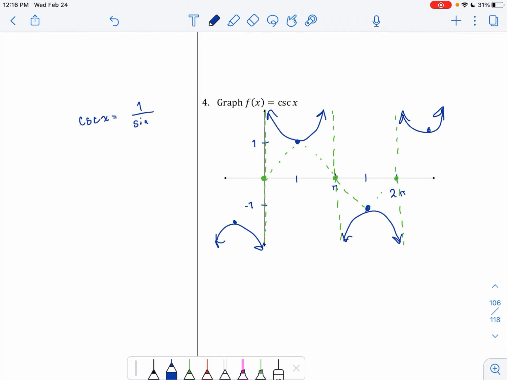So let me know if you have questions about any of these graphs or about using their amplitude changes and changes in period. But remember, the rules are going to be the same as they were for sine and cosine from last week.